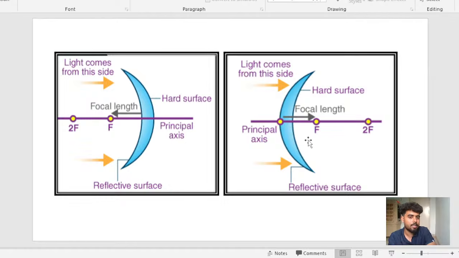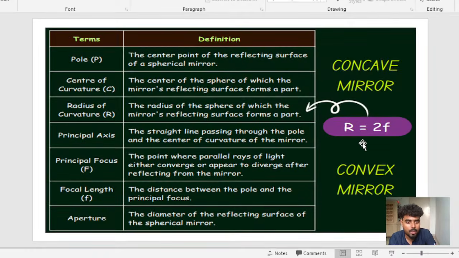The next point: from the pole to center of curvature, the distance is called the radius of curvature. This distance is equal to capital R. One focal length, two focal lengths. Instead of writing capital R, we can write two focal lengths. So capital R is equal to 2 times the focal length. That's why I mentioned it here.